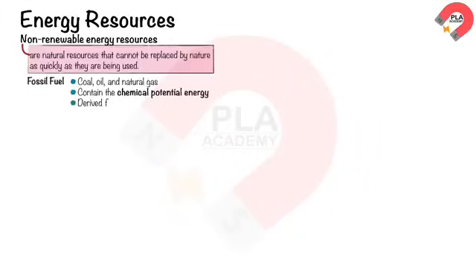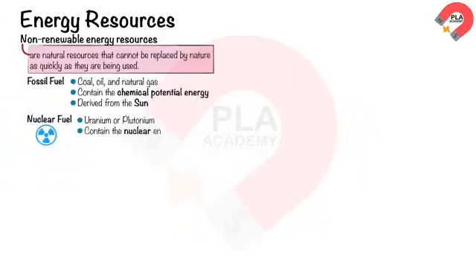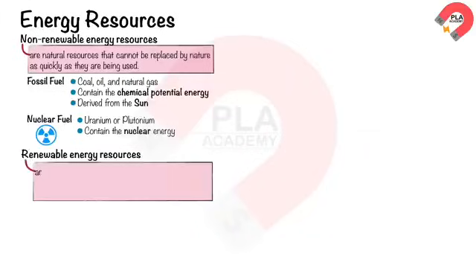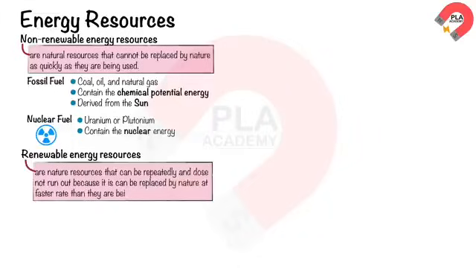These fuels contain chemical potential energy derived from the sun. Nuclear fuel, such as uranium and plutonium, contains nuclear energy. Renewable energy resources are natural resources that can be used repeatedly and do not run out, because they can be replaced by nature at a faster rate than they are being used.